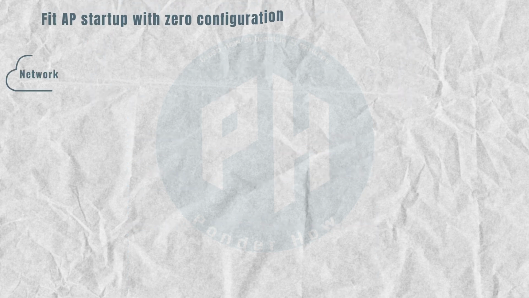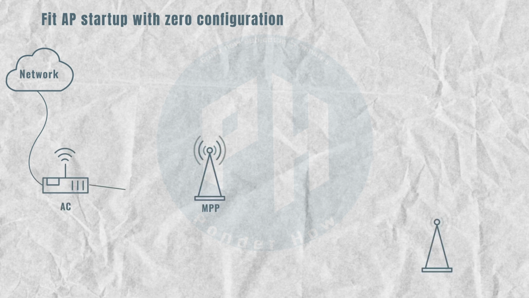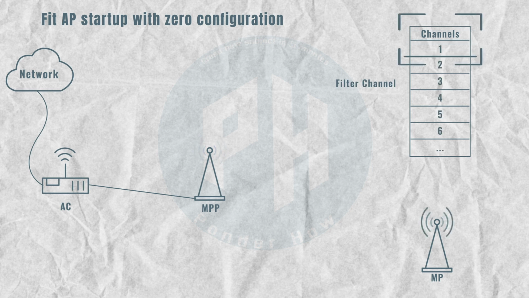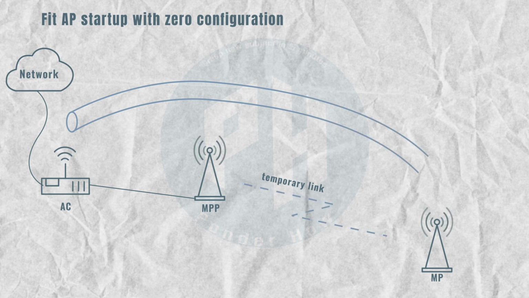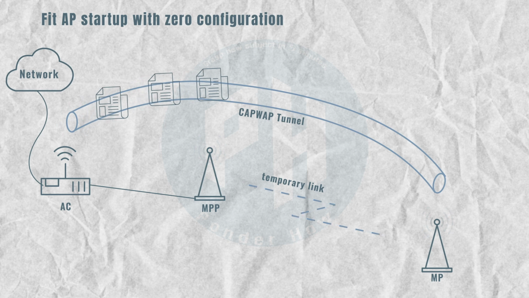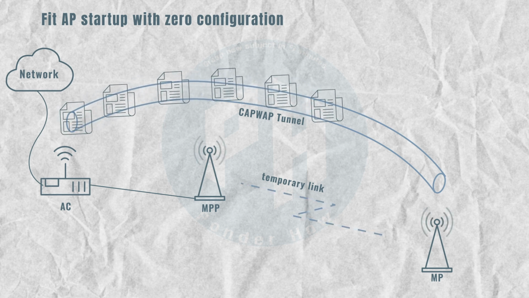As shown in the animation, the FIT AP works as an MP. It starts up without loading any configuration. It scans, selects a channel, and establishes a temporary link to the first detected WLAN mesh network to discover ACs. The temporary link establishment process is the same as the mesh link establishment process, except that the MPs do not examine mesh profiles. The AP establishes a CAPWAP tunnel with an AC.